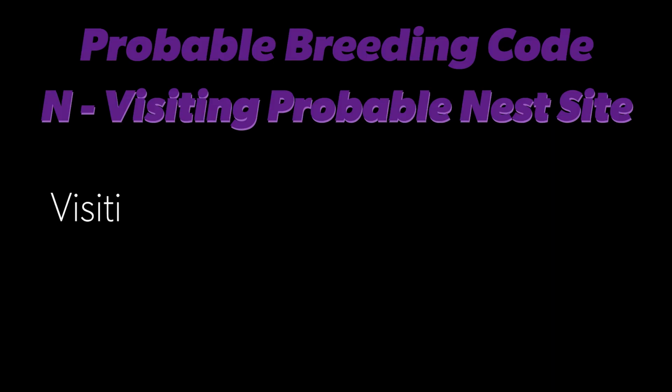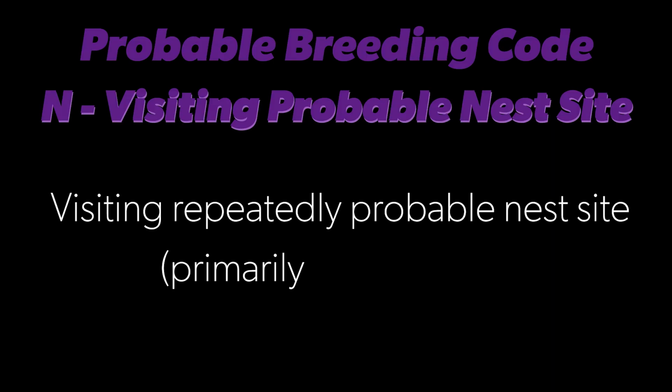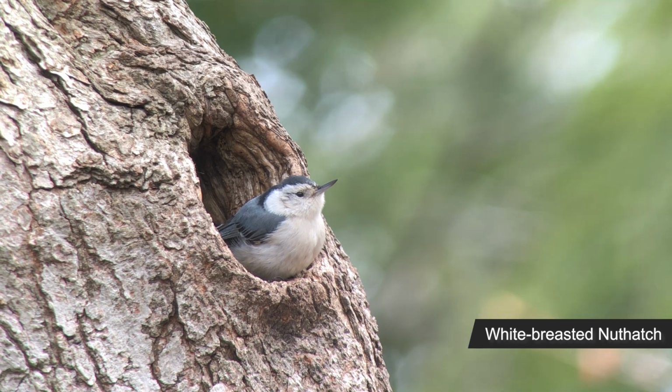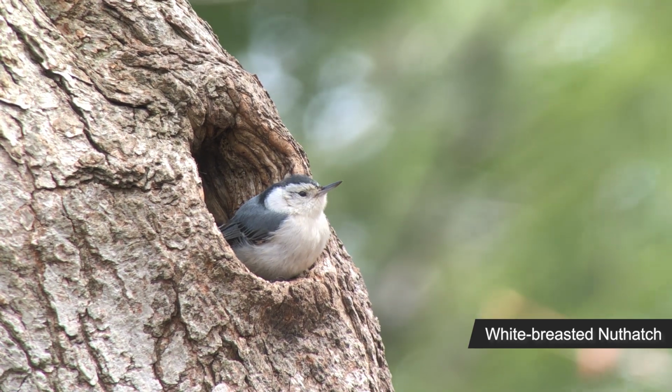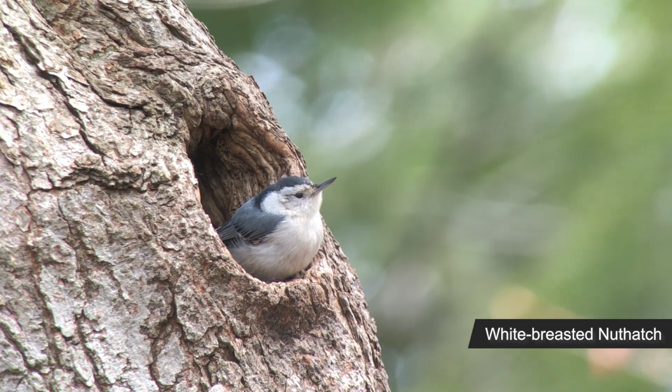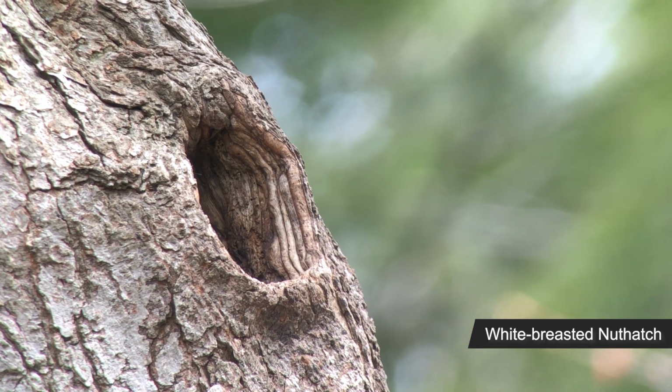Continuing on, N, visiting probable nest site. My only advice here is not to jump to conclusions on this one. As it says in the description, this should probably be repeated visits to a potential nest site. The common example I think of is eastern bluebirds visiting boxes, especially ones they've historically nested in. The hesitation is that those prominent spots might just be good for foraging from, but looking for them to actually enter the box is a strong case for using this code. If in doubt, you could still code this as pair in suitable habitat.